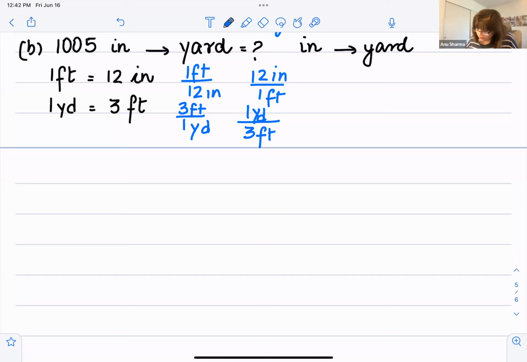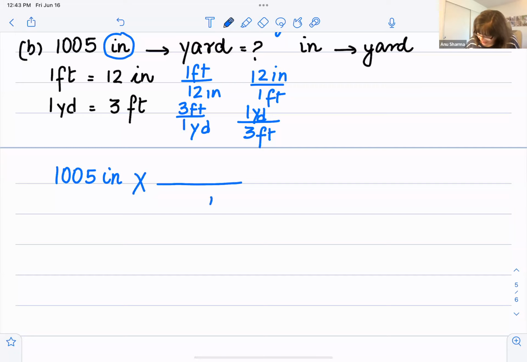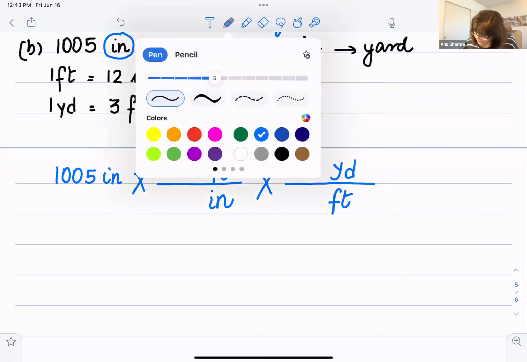The one that we need, how are we going to set up? We need to get rid of the inches and convert it into yards. So 1005 inches multiplied by the conversion factor that cancels out the inches and converts to feet. Now we don't want the feet, we want the yard, so we want to cancel out the feet. The feet goes in the denominator and the yard remains on the top. Okay, so fill in the numbers.